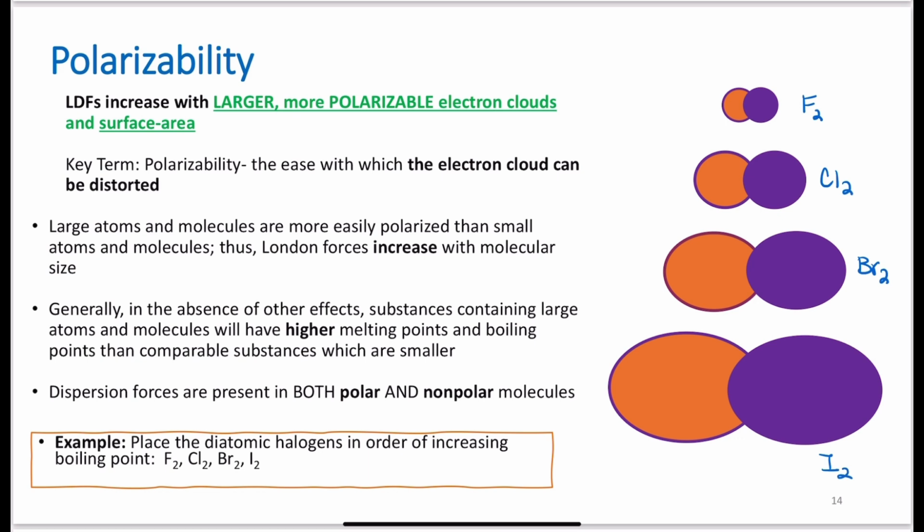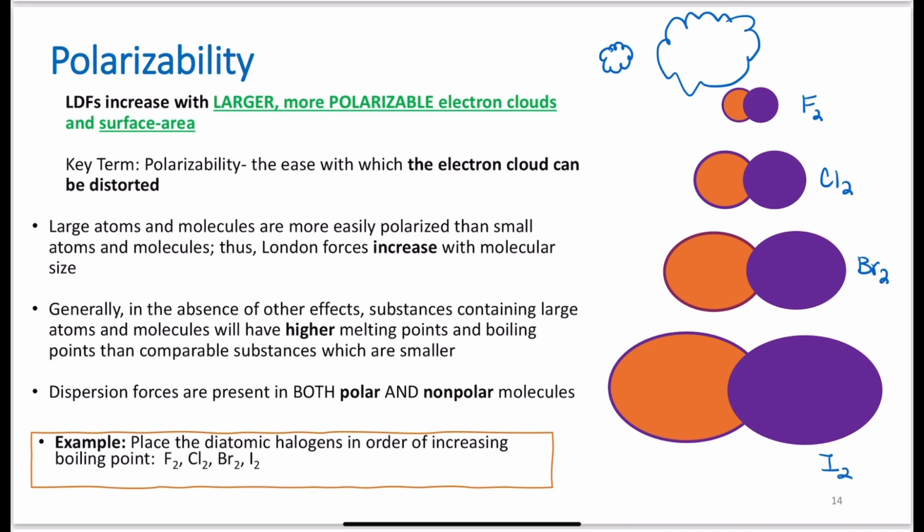Large atoms and molecules are more easily polarized because they have a greater polarizability. They're more easily polarized than small atoms and molecules. Thus, London forces increase with molecular size. If I have a small cloud, it's a lot harder to distort than a big cloud. A big cloud is just easier to distort.